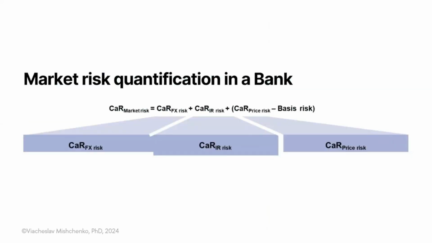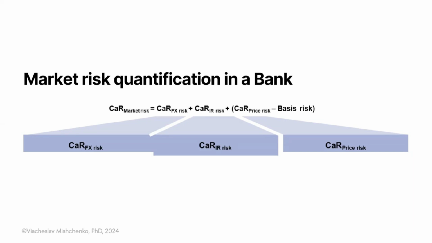So the next slide is market risk quantification within a bank. Here, we can dive into how banks actually quantify market risk for capital purposes. And usually this formula might look complex, but let's break it down step by step. So the core of our calculation is usually based on the value at risk. And for that purpose, we usually use historical simulation.